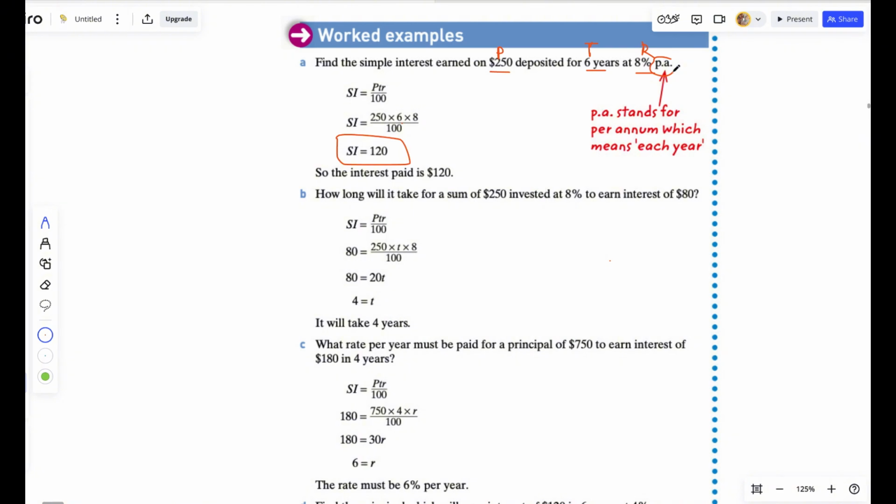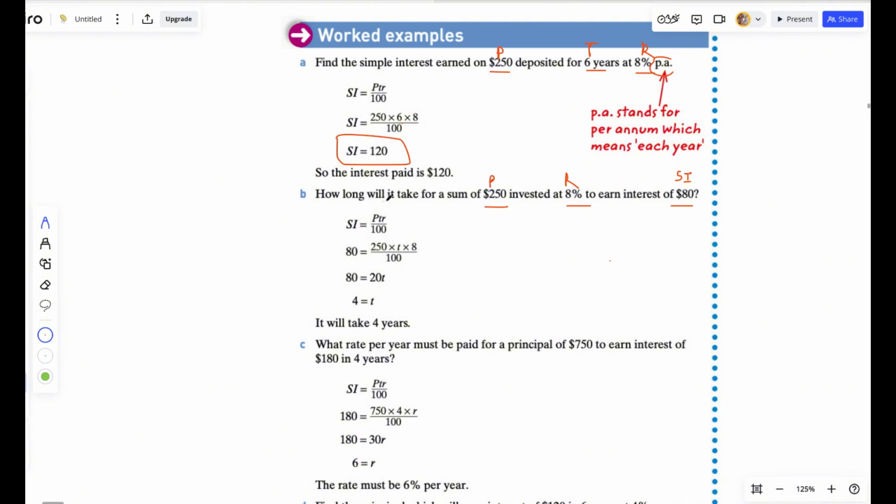Now, let's take a look at the second question. In the first question, they wanted us to calculate the simple interest. The second question says, how long will it take for a sum of $250 invested at 8% to earn an interest of 80? Here they've given us the interest, which is the simple interest. They've given us the rate, and they've given us the principal.